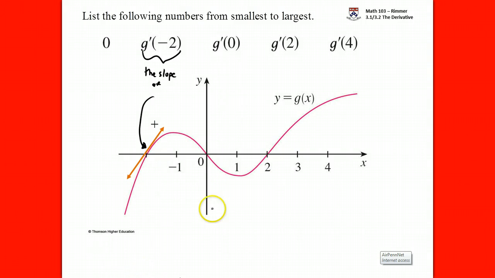Move on to 0. Draw the tangent line in there. It's hard to tell the difference between the tangent line and the function there, but that is it, and it is a negative sloping line. So it'll be smaller than 0.